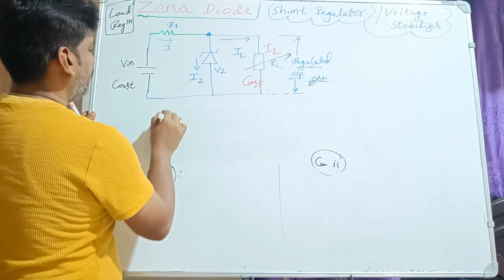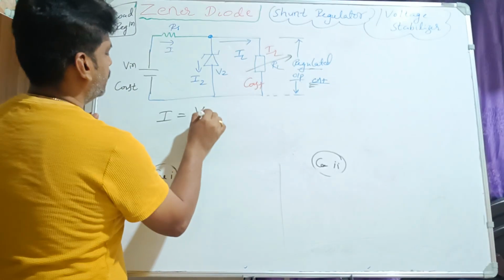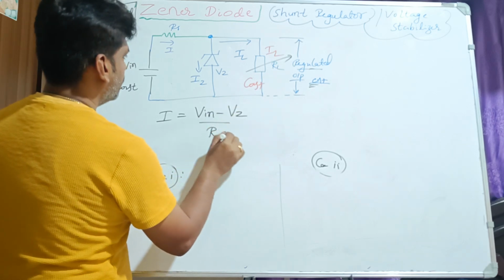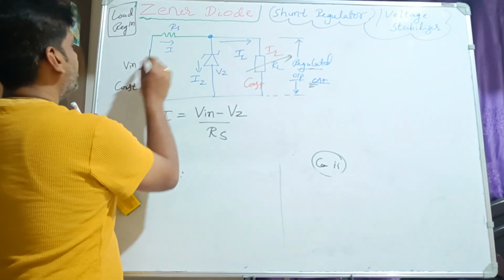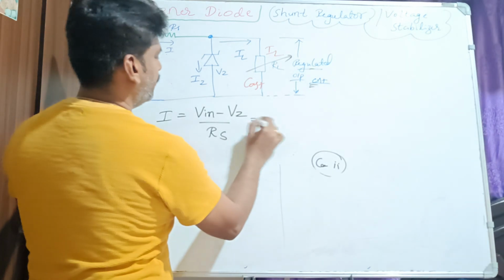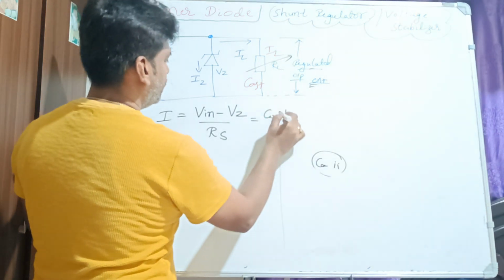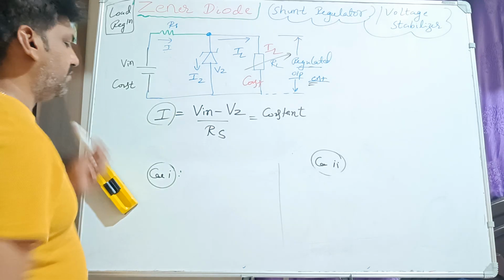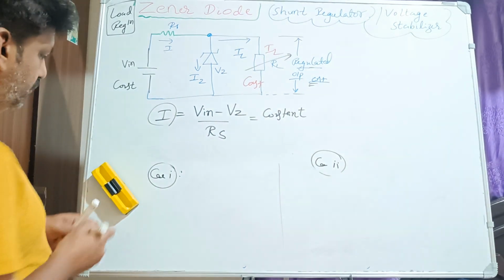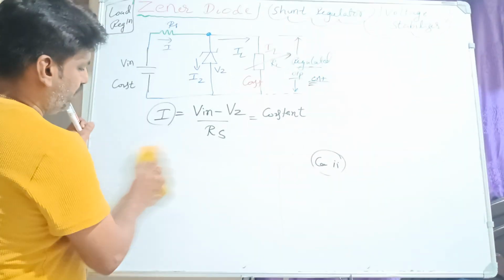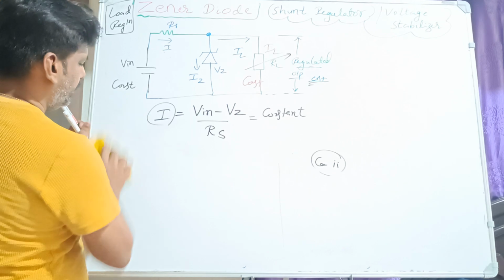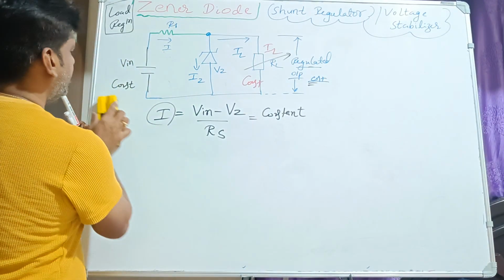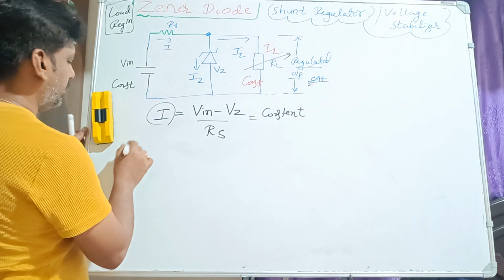We know the equation I is equal to V in minus Vz divided by Rs. Since V in is constant, this is constant, so what should you write now? I is constant, right? So if I is constant, we should see the possibilities. What is the possibility? We should take case number 1. What is case number 1?